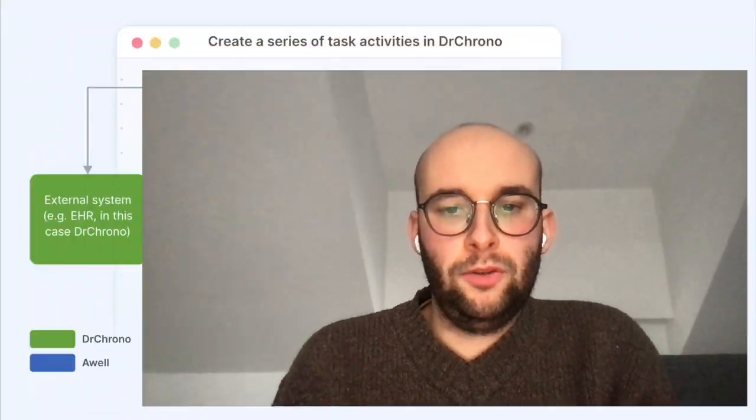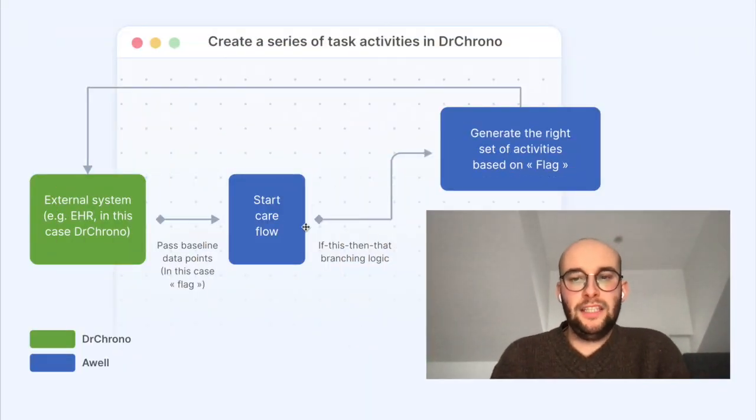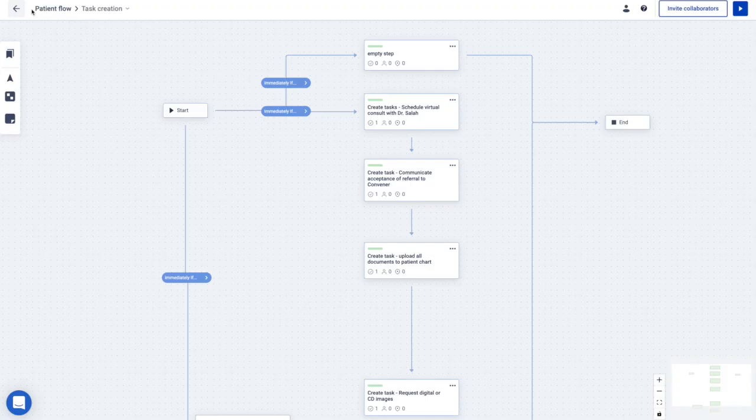The next thing that I want to show you is how we're using if-this-then-that branching logic to generate the right set of activities based on the flag. So what you see here is the Studio, which is like a canvas, like for example Figma or Miro, where you can design care flows in a no-code manner. First, I'm going to show you the triaging logic. So in this case, if the convener reference is true, we will move to the next step. If not, then we will end the pathway.